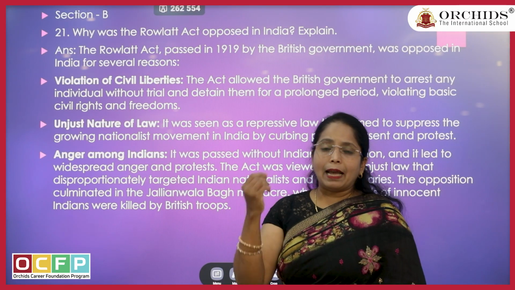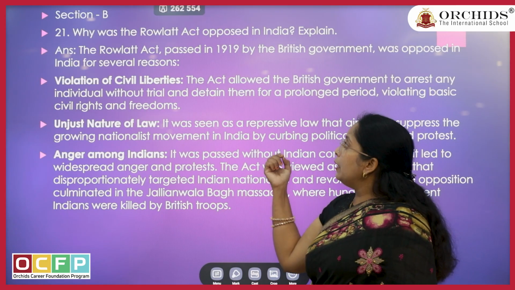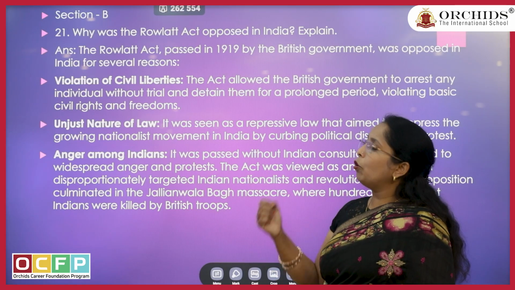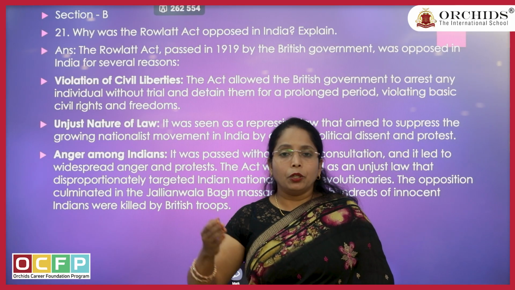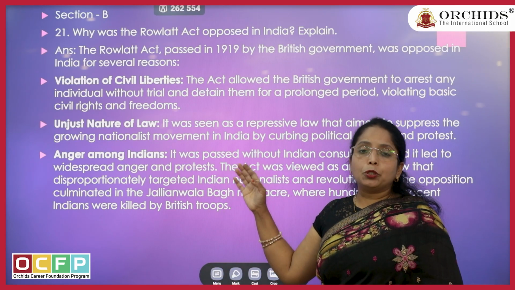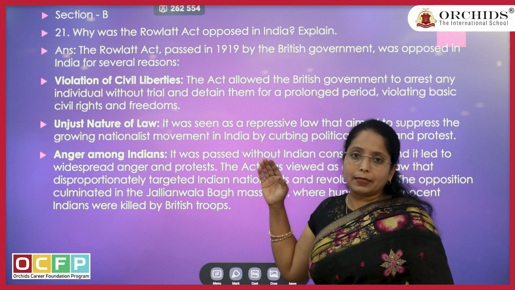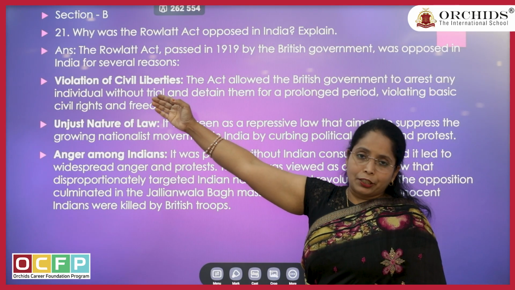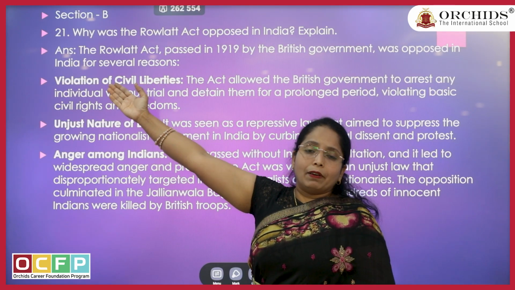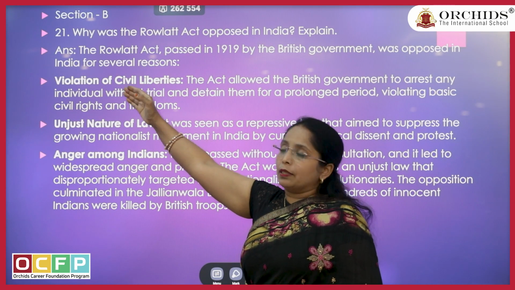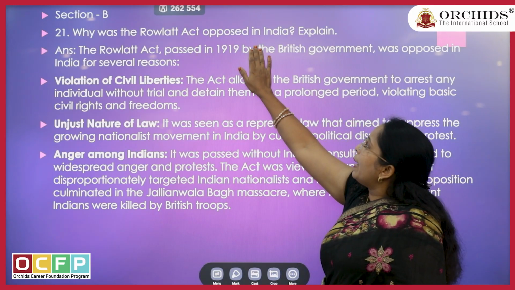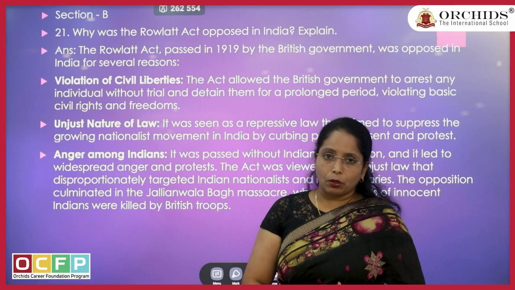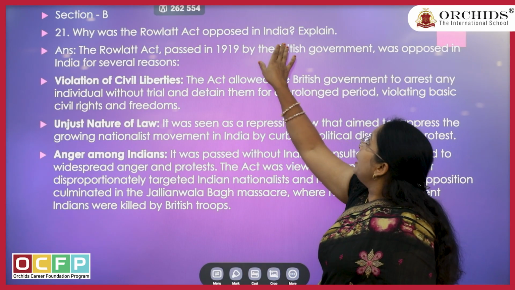Next, question number 21 is in Section B. Now we have to elaborate the answer. It is for 2 marks. We have to go on writing point-wise. Let us go with the first question. Hope, students, you are understanding how the answer should be in the answer sheet of the CBSE board exam. We will go for the descriptive type of answers from Section B onwards. The question number 21 we are going to discuss. Why was the Rowlatt Act opposed in India? Explain. First you should know what the Rowlatt Act is and you should explain about that.